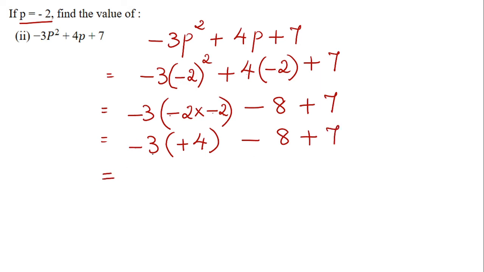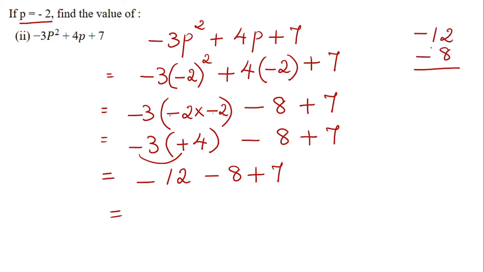Minus into plus, so we are multiplying this. Minus into plus is minus, 3 into 4 is 3 fours are 12, minus 8 plus 7. Now this is equal to minus 12 minus 8. Same signs, put the same sign and add. So 12 plus 8 is 20, and then you have plus 7.